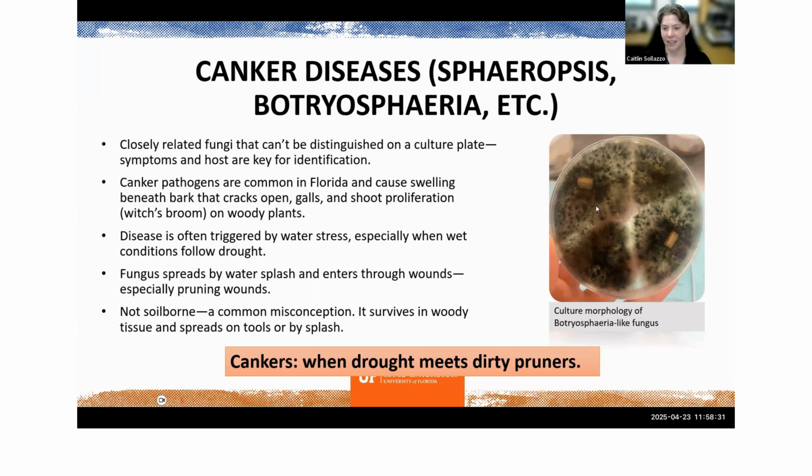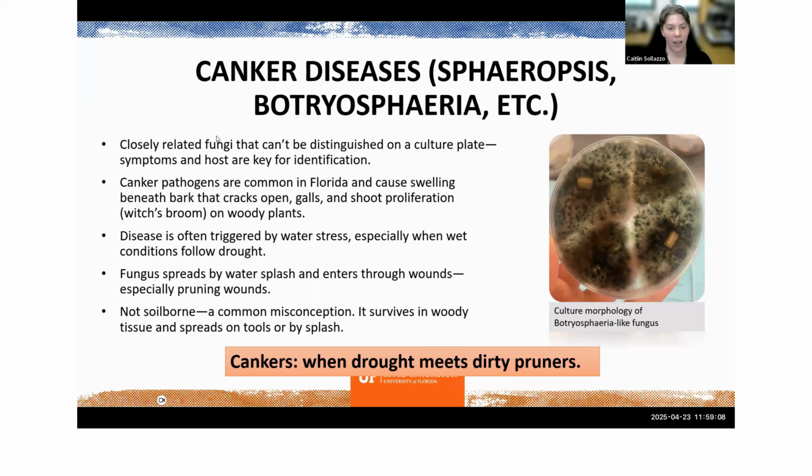If we had different fungi on the different ones, then it might be more of a concern. Maybe it's something else. But when I look at this plate, I can't tell if it's Sphaeropsis or if it's Botryosphaeria. We determine it by the host and by the symptoms. So you might be like, oh, I have holly and I think I have Botryosphaeria on it, but I can't find any information on Botryosphaeria. You might want to take a look at Sphaeropsis and you might find more information. So just something to keep in the back of your mind.